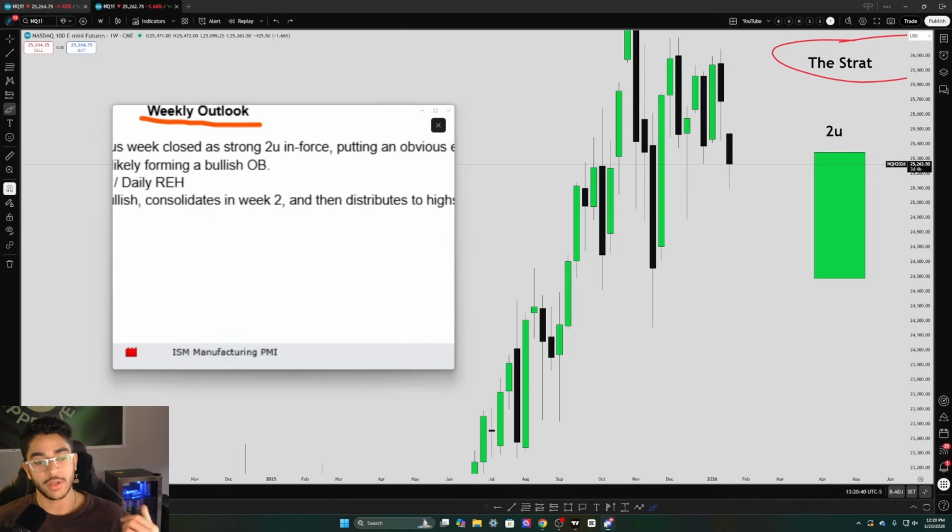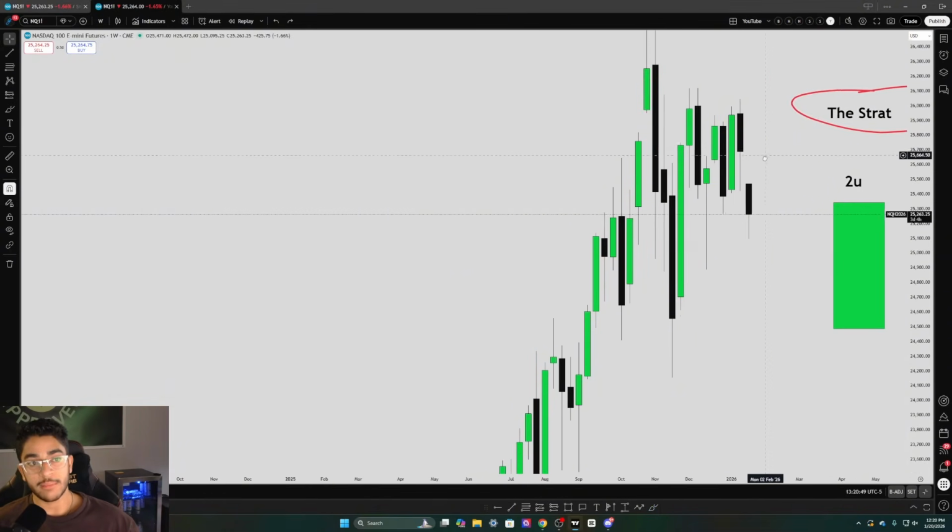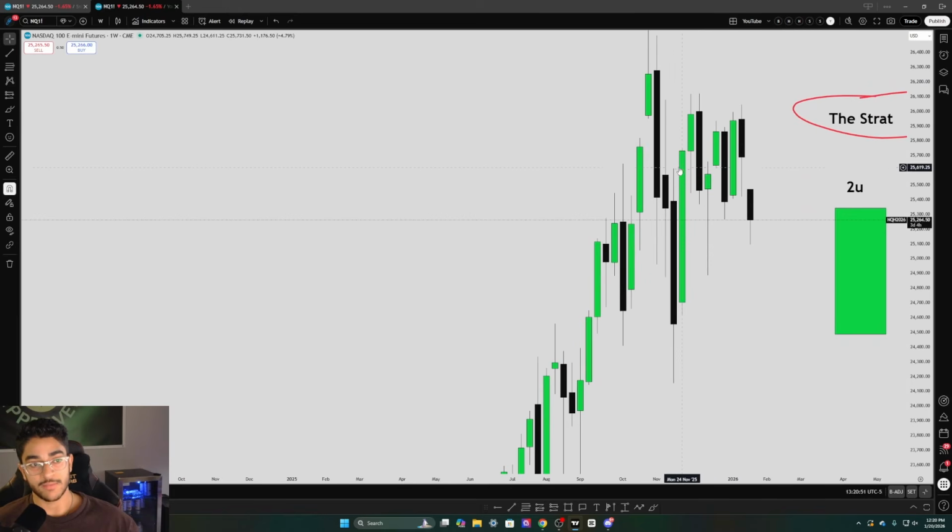So anytime I'm prepping my weekly or daily biases and you see me say something like previous week closed as strong 2 up in force, all that means is we had a close like this. We closed as a strong, as in fairly close to our highs, 2 up because we broke this last candle's high, and then in force just means the actual close of this candle was above that candle's high. So let's say we don't close in force. That would just mean we did break that last candle's high, but we didn't close above it.